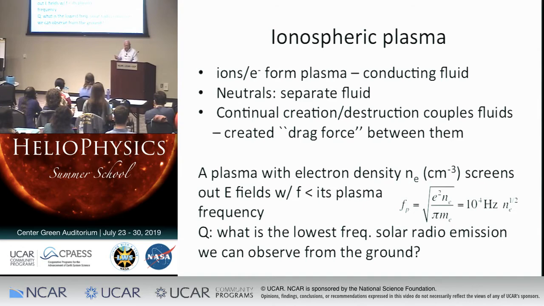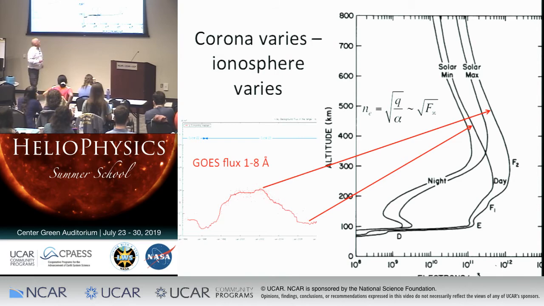The next thing I'll point out, all of this had to do with F infinity, Q over alpha, F infinity. This is the equilibrium density. It's going to go as the square root of F infinity, which you remember is the flux of photons of these wavelengths that we're talking about, the EUV and X-ray photons. Here is a plot I showed you before.